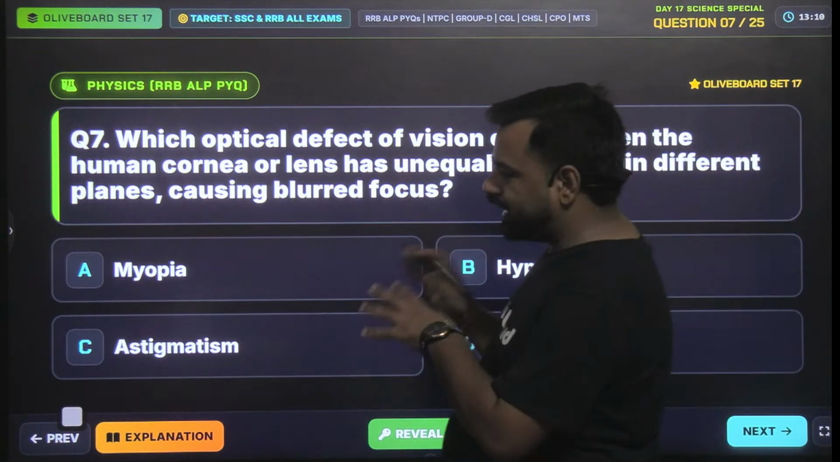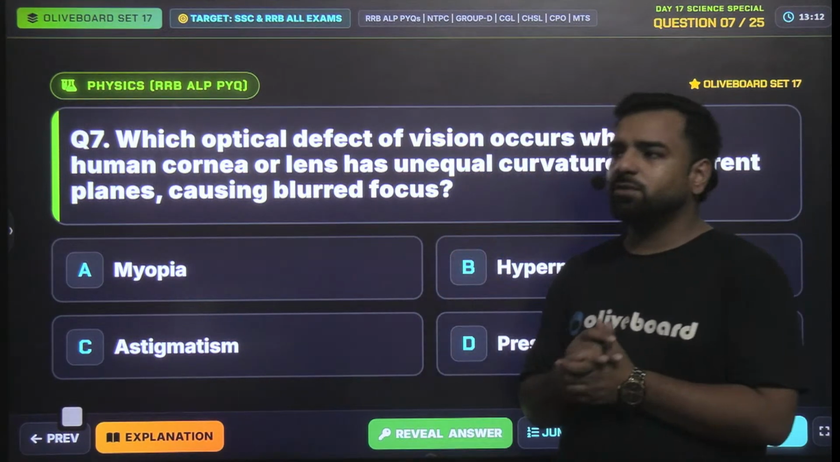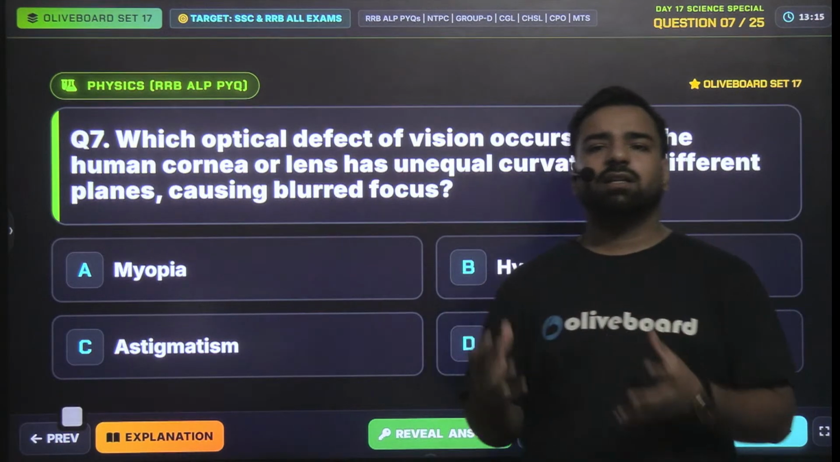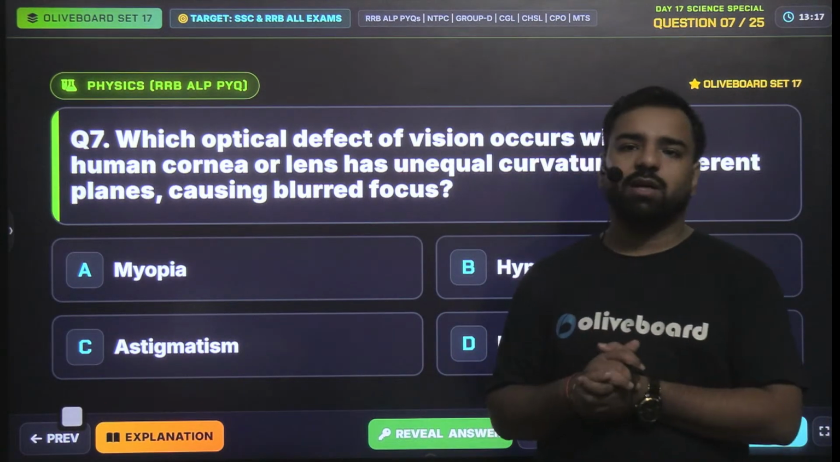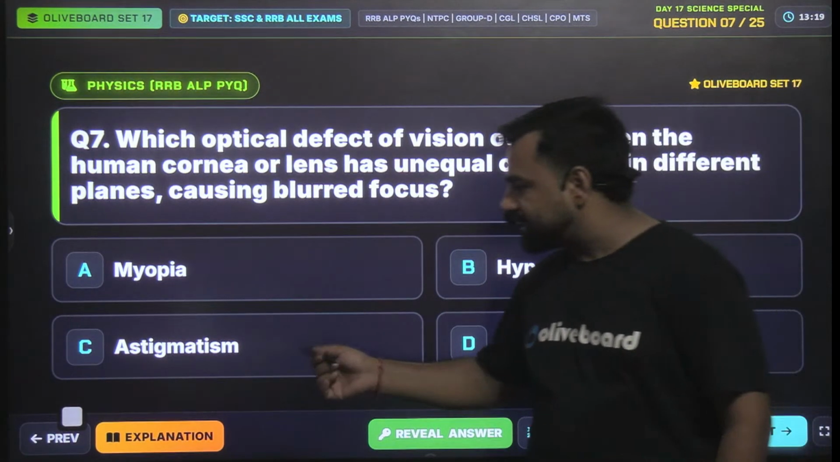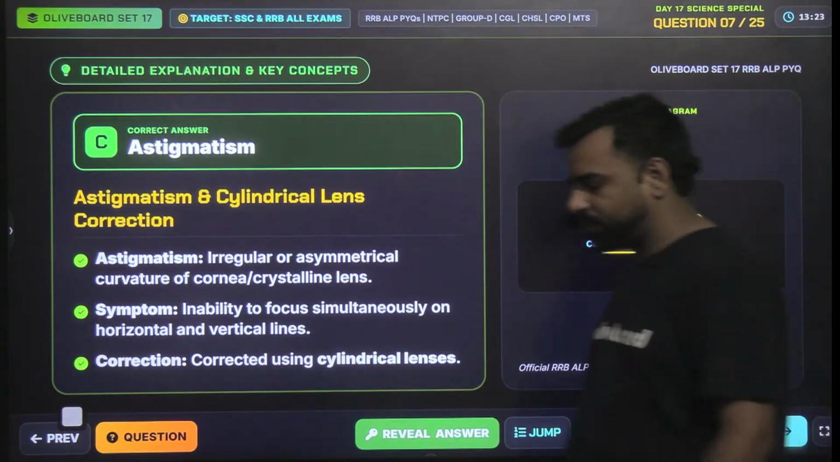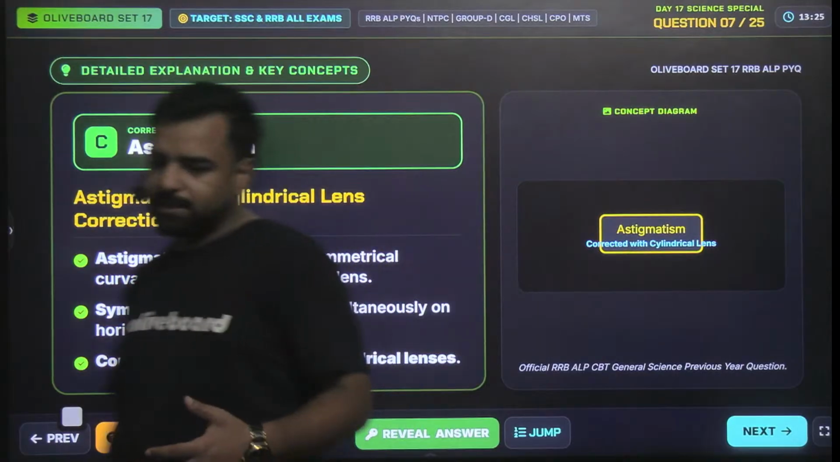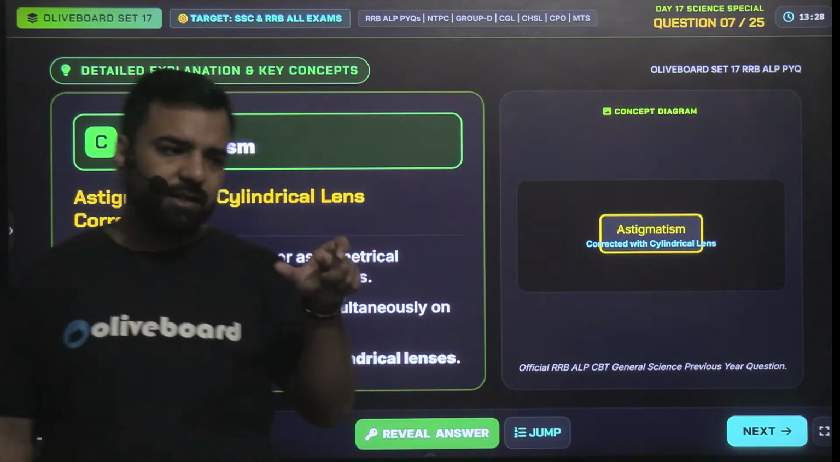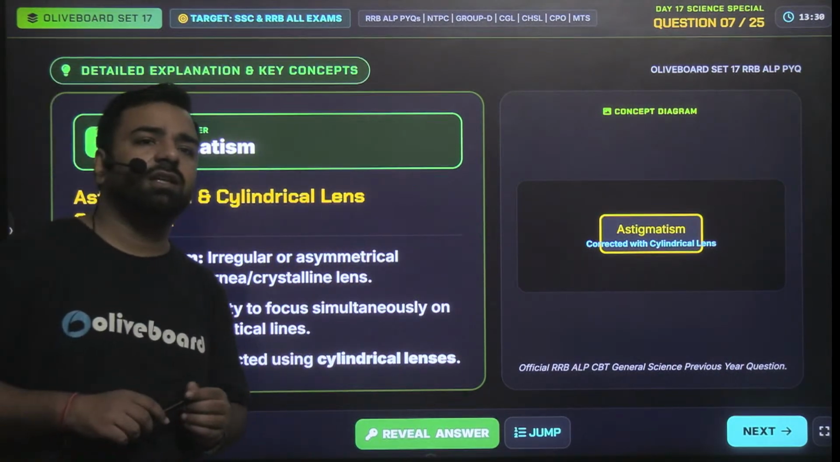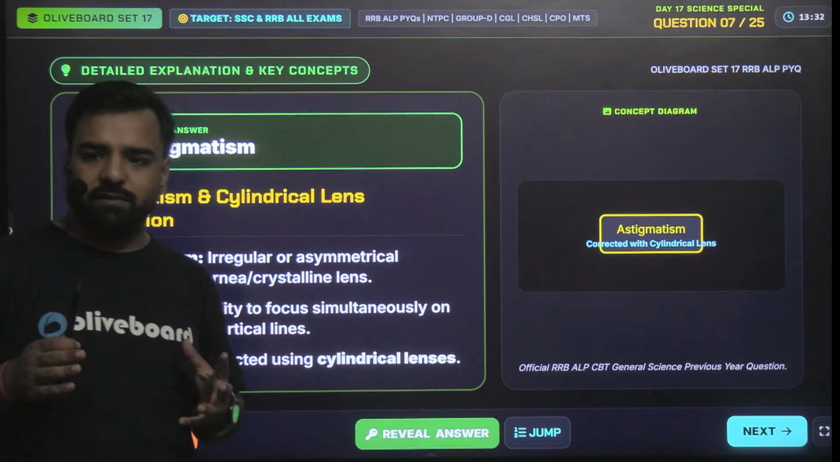So see, it is neither nearsightedness nor farsightedness. In this case, we need to use a cylindrical lens according to the requirement. So this will be astigmatism. And guys, for farsightedness, we use a convex lens because we are unable to see nearby objects clearly, and for far objects we go with the concave lens, right?